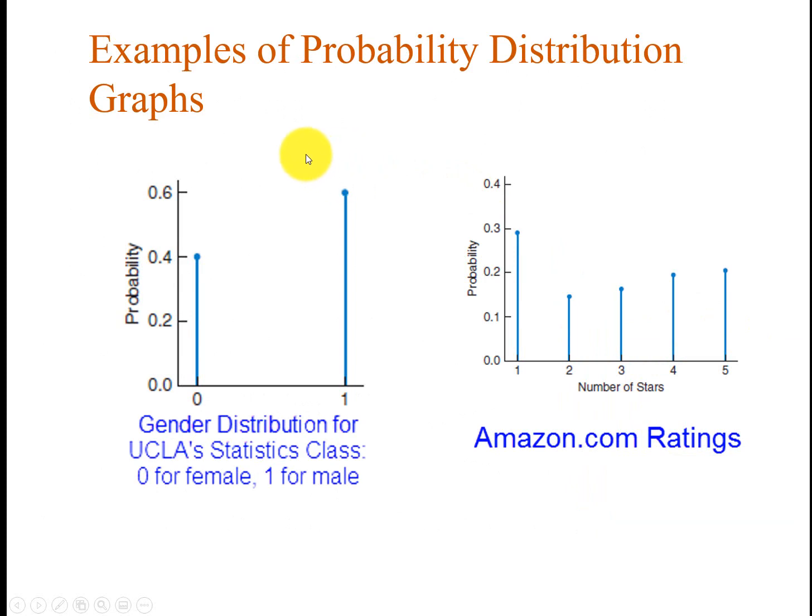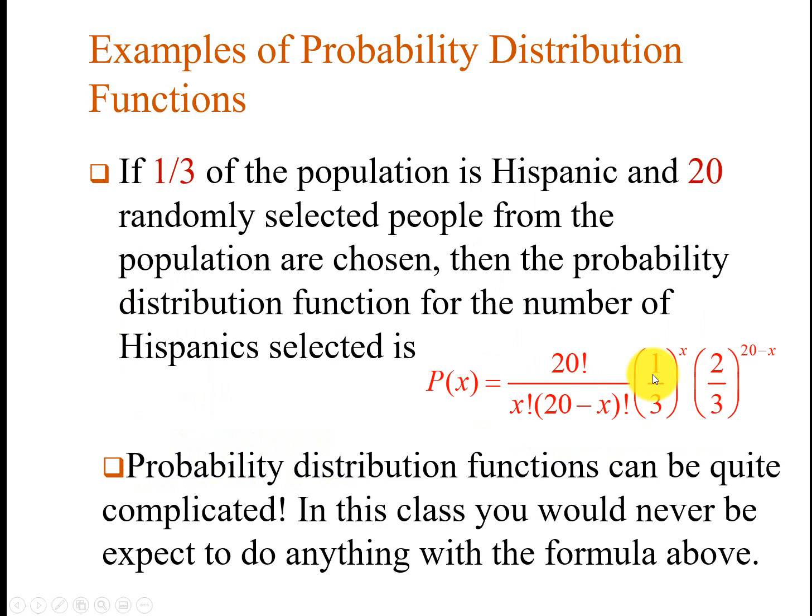So examples of probability distribution graphs. Here, these are both discrete examples. So 0 for female, and the probability of the class being female is 40%, and then for the males it's 60%. And then these are the probabilities of rating on a product, let's just say. So this certain product has one star rating, 30% of the reviews are 1 star, and so on.